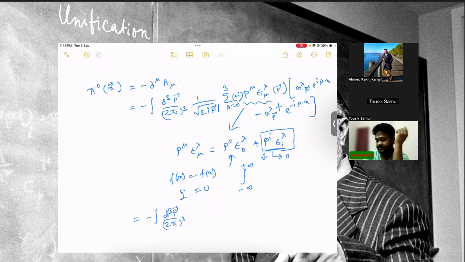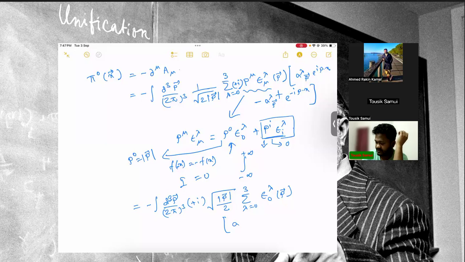In the case of a massless particle, this p naught is nothing but mod p. Then we can write it as plus i of mod p divided by 2, sum over lambda equals 0 to 3, epsilon naught lambda p, and then we have the a lambda p. So this is the expression.